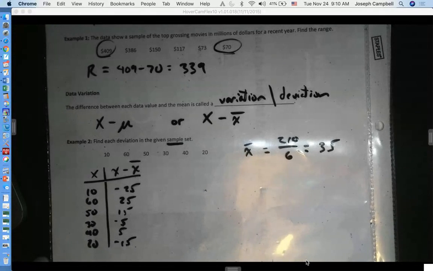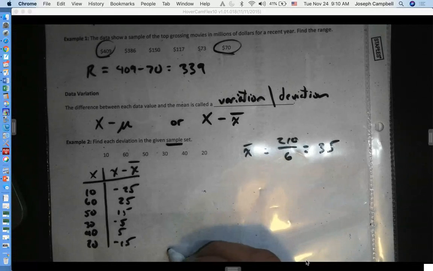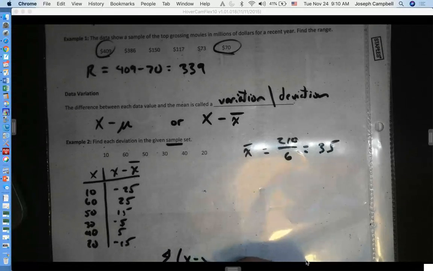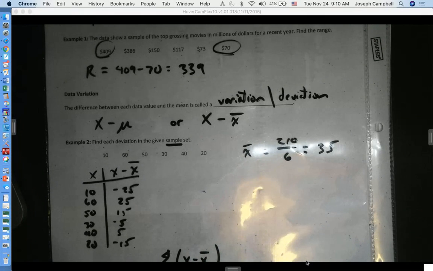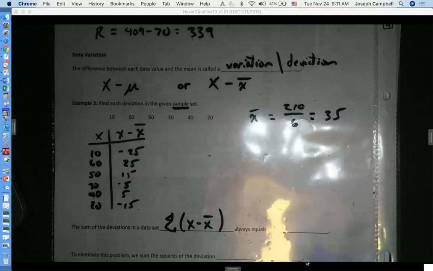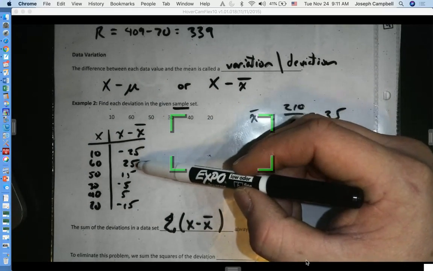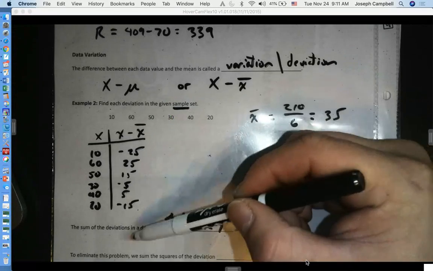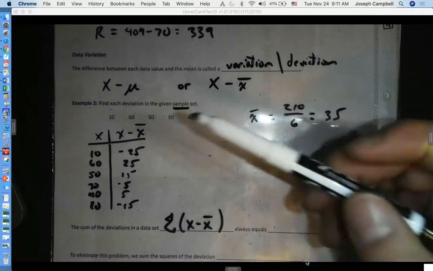Okay, so the sum of the deviations in a data set, which we would write using our sigma notation, always equals, well, what? Let's see. Well, 15, 20, this adds up to 0. That will add up to 0, and this adds up to, so they all cancel each other out. Does that make any sense? Well, yeah, think about it.